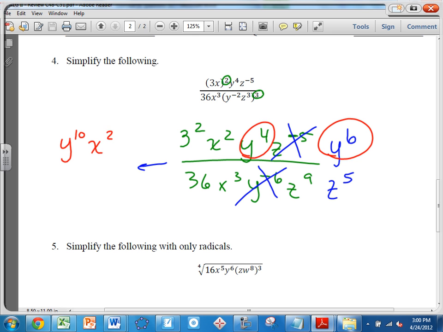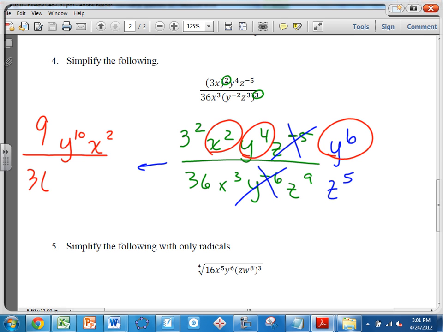Again, take a look at your x's here. There's only 2 x's up top. Again, 4 y's and 6 y's gave me 10 y's. Then I have 2 x's. 3 squared we said is 9. So I can put that out in front. Down below, I've got a 36 still.